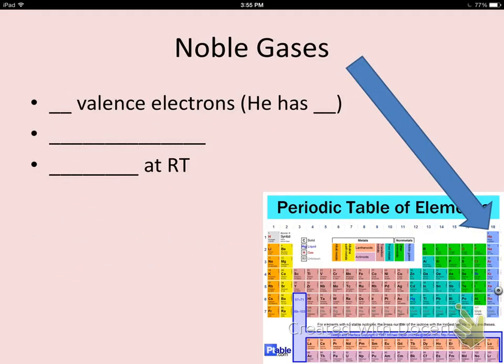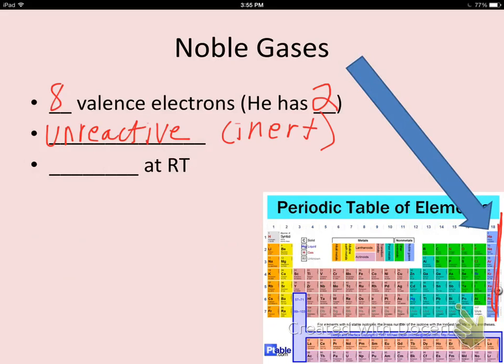Okay. Noble gases, as we know, of course, are the elements in the last group. They are the most stable. They have 8 valence electrons, of course, except for helium, which only has 2. Their most characteristic property is that they are unreactive. It's sometimes called inert, which means the same thing. And they are all gases at room temperature.